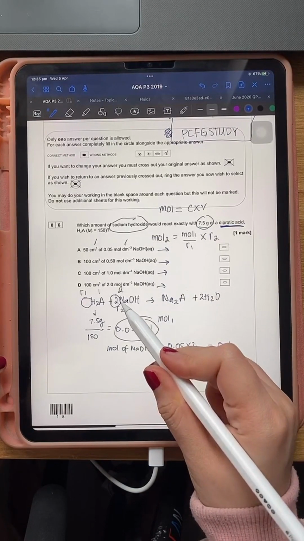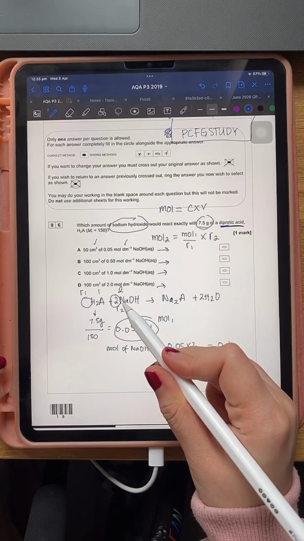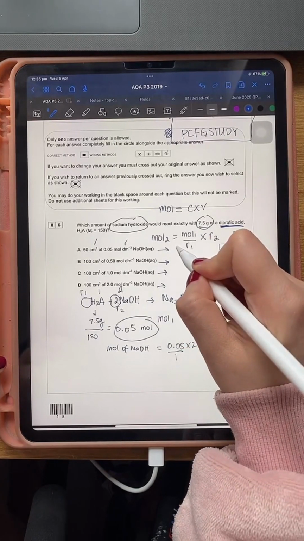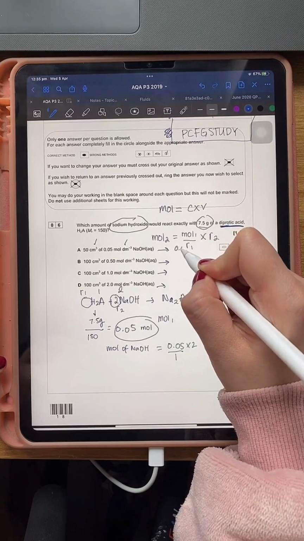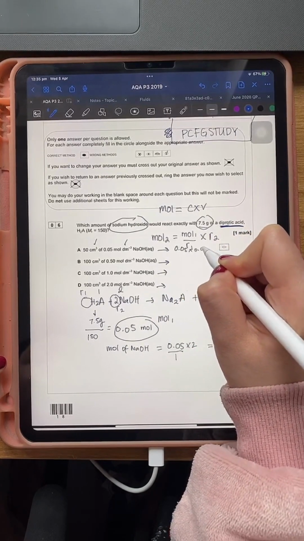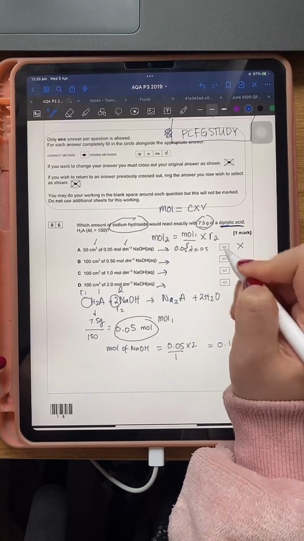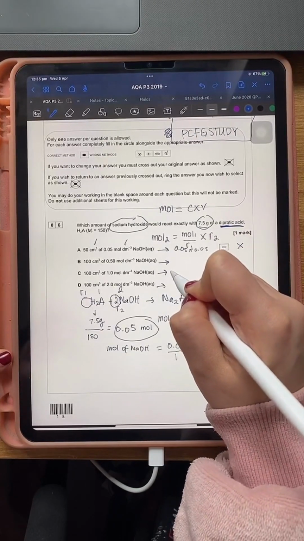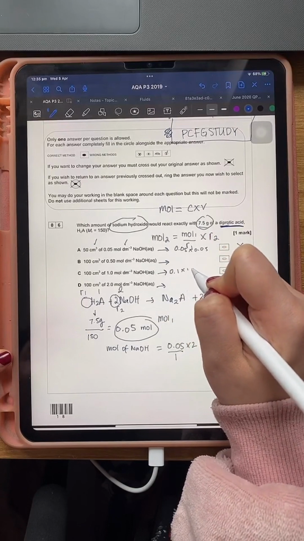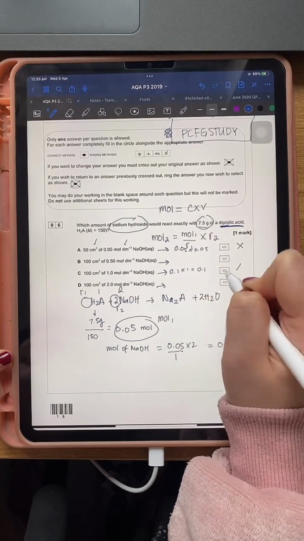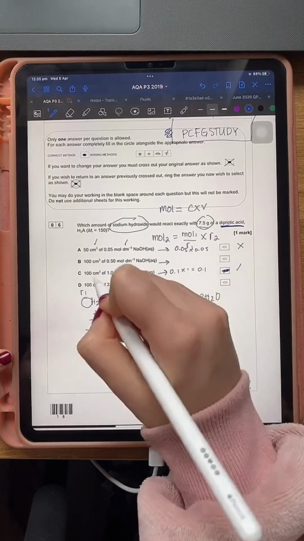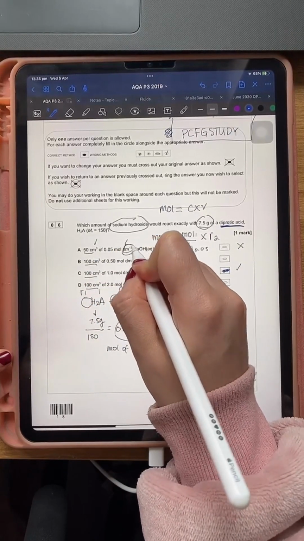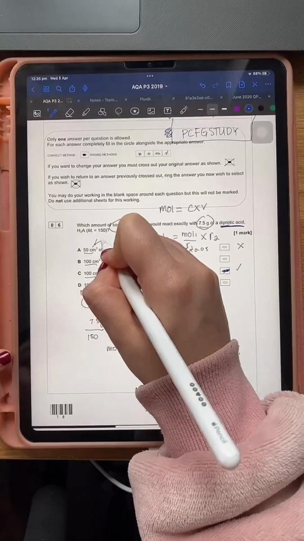So now you can multiply it with each other. That gives you 0.05 times 0.05. That's definitely wrong. I'll save you the calculation. It's this one here. You get 0.1 times 1 is 0.1. So that's the one. Remember, volume must be in dm cubed because that's in dm cubed. So that becomes 0.05, 0.1, 0.1, 0.1.